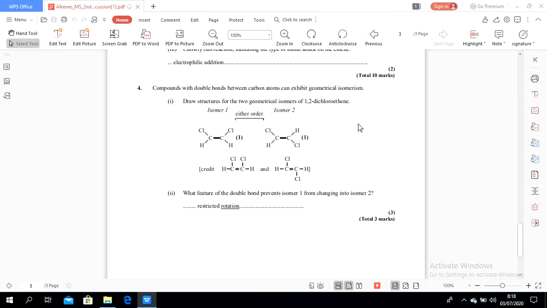What feature of the double bond prevents isomer 1 changing into isomer 2? What prevents it? Because it has restricted rotation. It cannot rotate. It does not have a chiral center, so it cannot rotate the structure. So this is the discussion of the worksheet Alkenes 2nd July 2020.